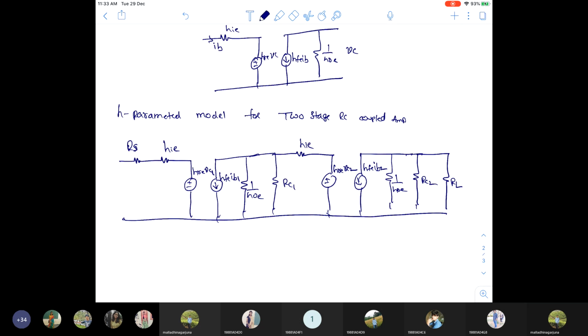Okay, so look at this. What I did is simply replace the transistor with the H parameter model. Now you can compare your previous circuit and here. Okay, so see this transistor.